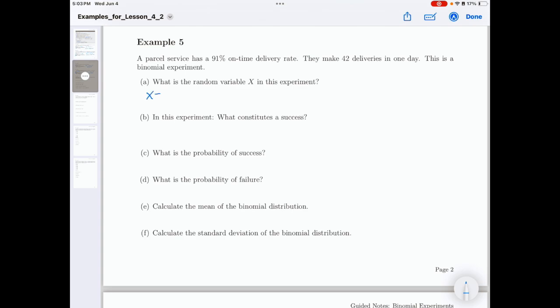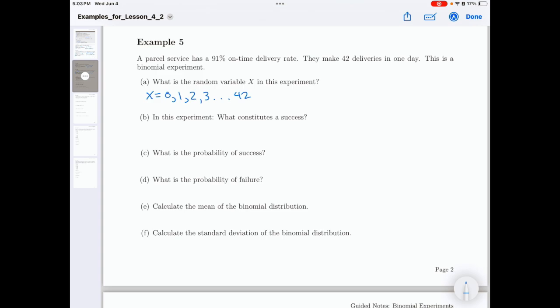So X can be equal to 0, 1, 2, 3, all the way up to 42, because there are 42 trials. So you could have 0 successes, you could have 1 success, you could have 2 successes, all the way up to 42. I can't say in this situation that X could be, say, 50, because it wouldn't make sense that there are 50 successes with a trial size of 42. So you only want to go from 0 up to the number of trials.